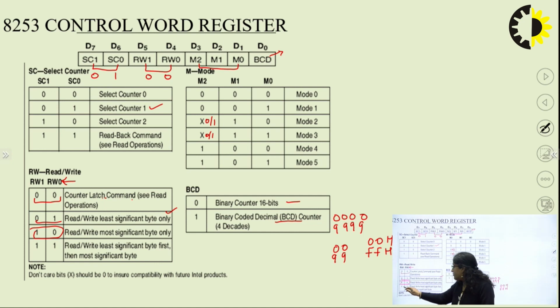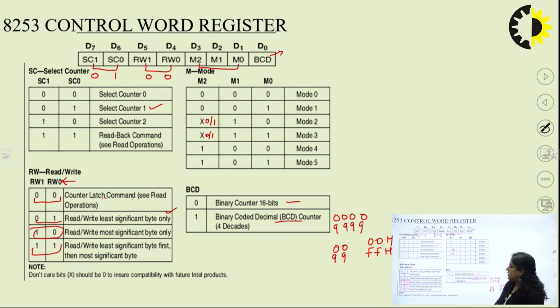Then in that case we will select 1 1 and write first the least significant byte, and then we will load the most significant byte. So we have to first decide which counter, which mode, the mode of the counter, BCD or binary, and the loading value. Suppose we are using this counter 8253 for generating a delay.